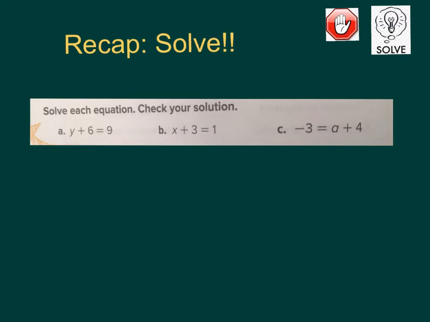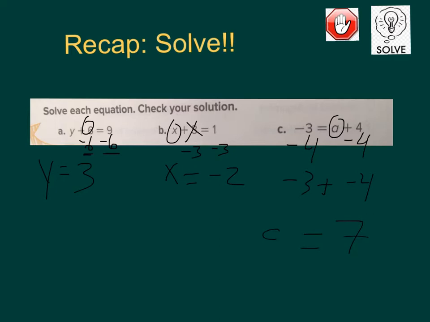Double checking those answers in your books: since we're isolating, we want to get y alone. Therefore, I'm going to eliminate that 6 by subtracting 6 from each side using the golden rule. 9 minus 6 equals 3, so y equals 3. Again, trying to isolate the x, I eliminate that 3 by subtracting 3, leaving 1 minus 3, which is negative 2. Then, isolating the a, I subtract 4: negative 3 minus 4, which is negative 3 plus negative 4, equals negative 7. So a equals negative 7.